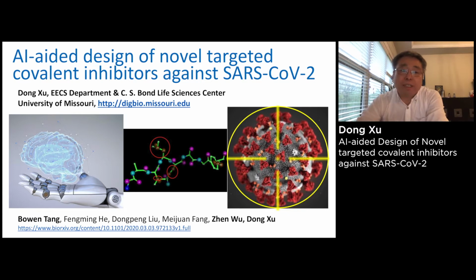Today I will talk about our recent work using AI for designing novel drugs targeting COVID-19. We recently published this work in bioRxiv. Here is the link. This work was mainly done by Bowen Tang in my lab, in collaboration with Professor Zheng Wu at Xiamen University in China.